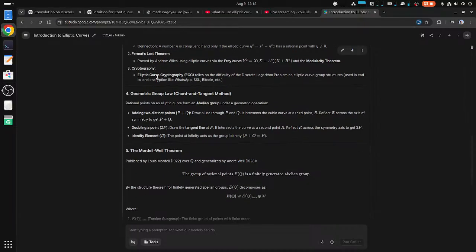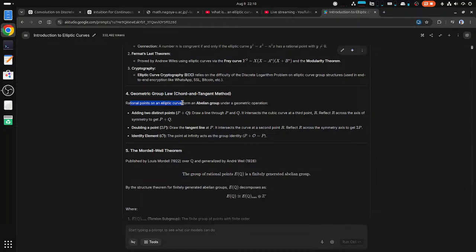Cryptography. Elliptic curve cryptography relies on the difficulty of the discrete logarithm problem on elliptic curve group structures. Geometric group law: the chord and tangent method. Rational points on an elliptic curve form an abelian group under a geometric operation.